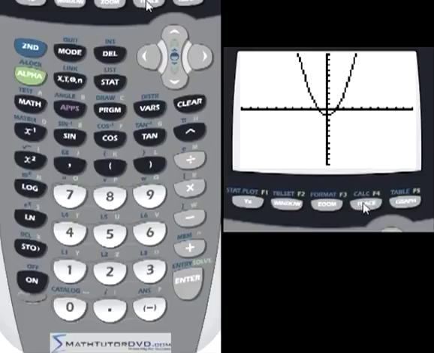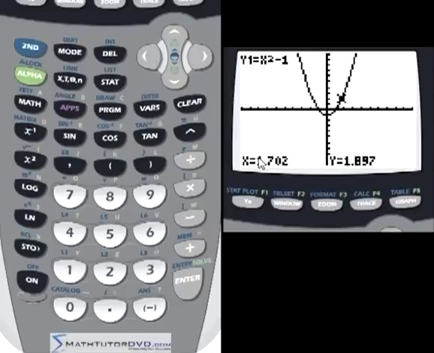Now you know that you can hit the trace button here, and you can zip along, but notice what the calculator is doing. At each pixel, it's basically telling you what the value of x is, which are kind of weird looking values of x, and then it calculates the corresponding value of y. Now this is really great just to get a good idea of what the graph is doing.